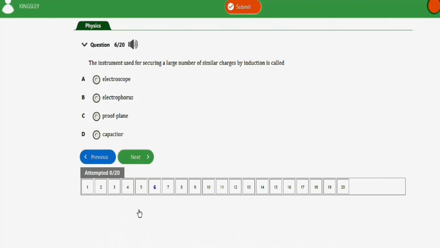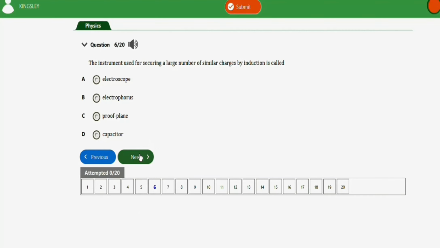The next question will be this one. It says, the instrument used for securing a large number of similar charges by induction is called, we have option A, electroscope, electrophorus, proof plane, capacitor. The right option in this question is option B, which is electrophorus.